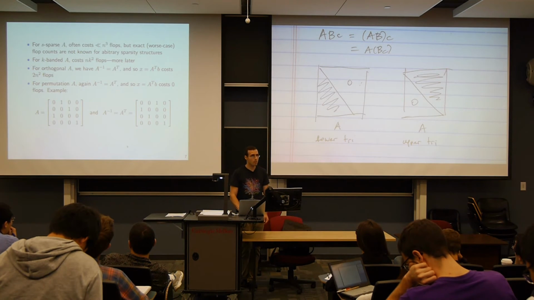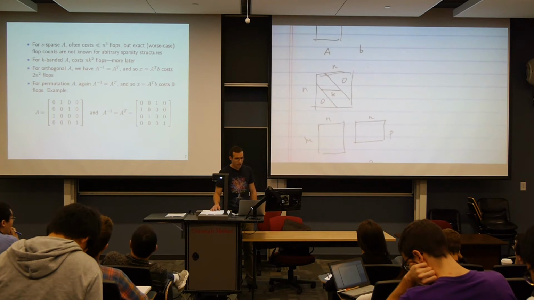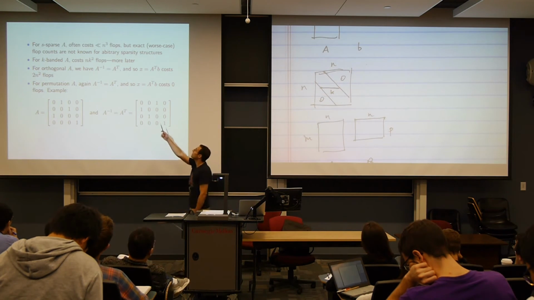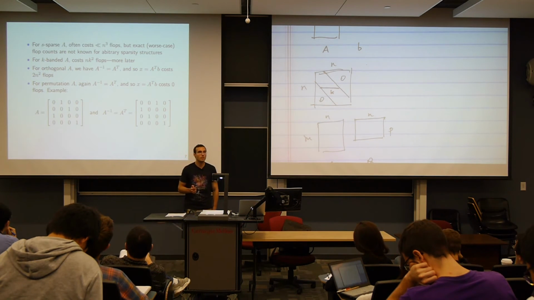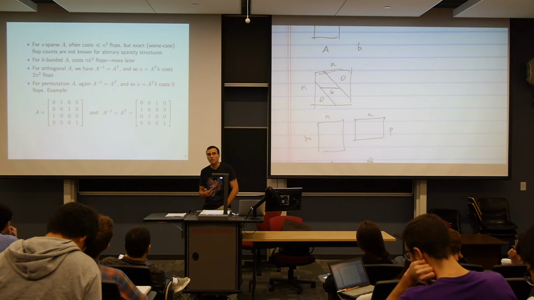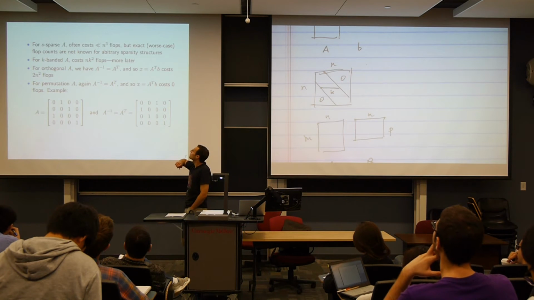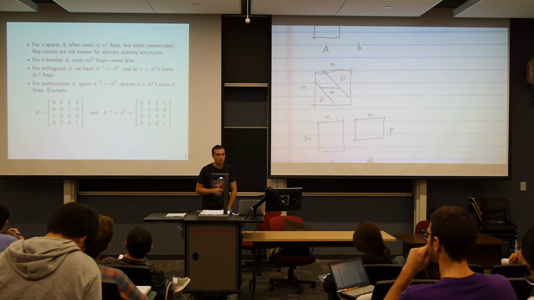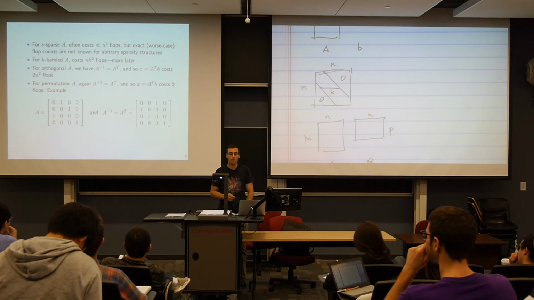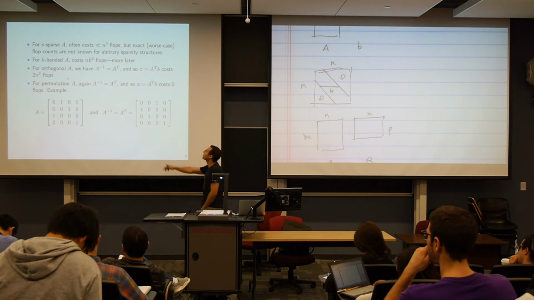If A is banded with bandwidth k, it costs n times k squared flops to solve a linear system in A. So if I have an n by n matrix where n is big, like thousands, and k is small, like 10, then this is effectively a linear time algorithm, right? I only have to use order n flops to solve a linear system. So much, much cheaper than solving a full dense linear system in A. For orthogonal matrices, it's also a special case. It's not sparse, but it's specially structured.